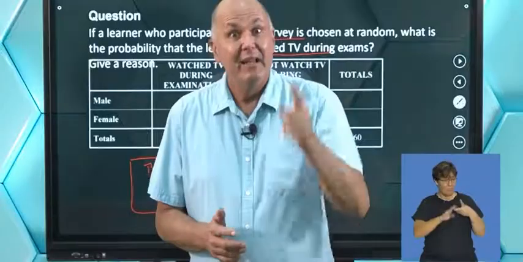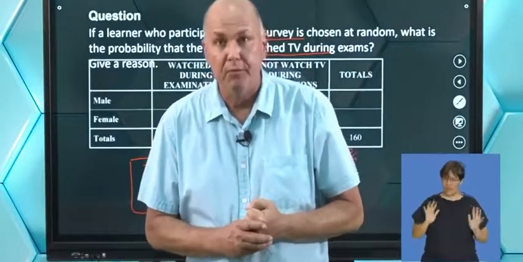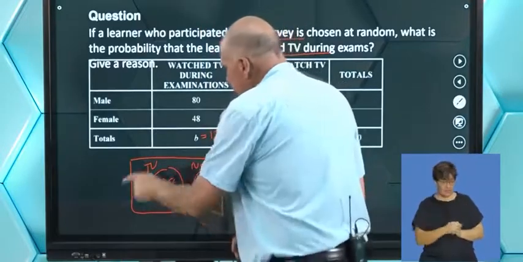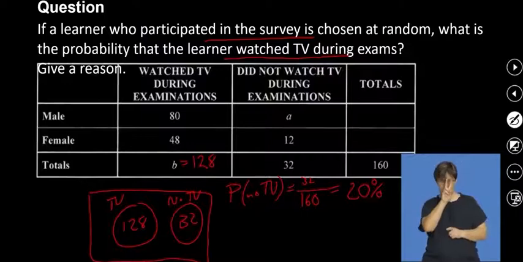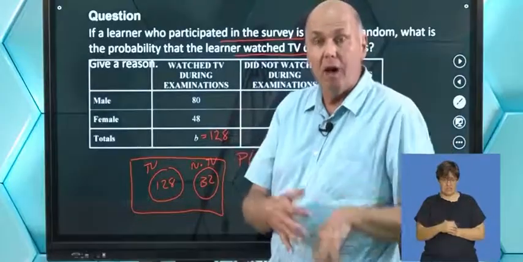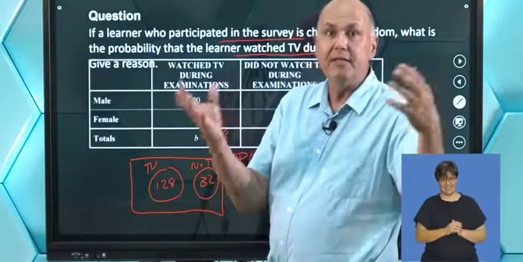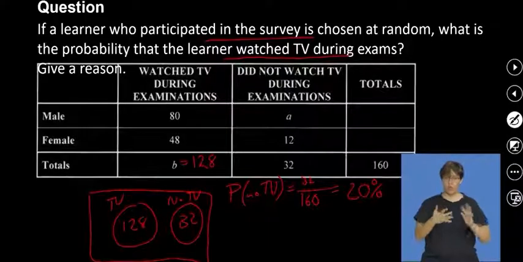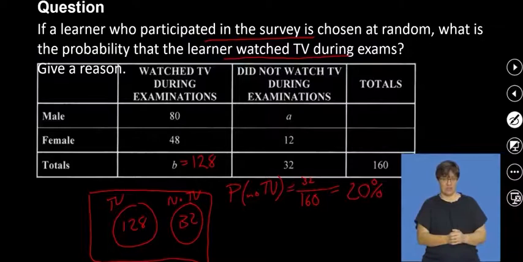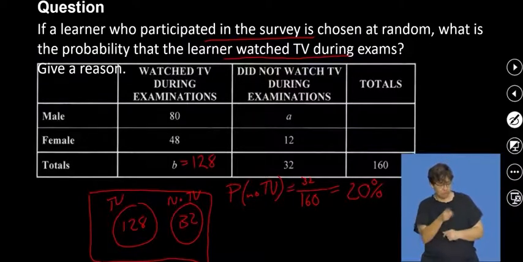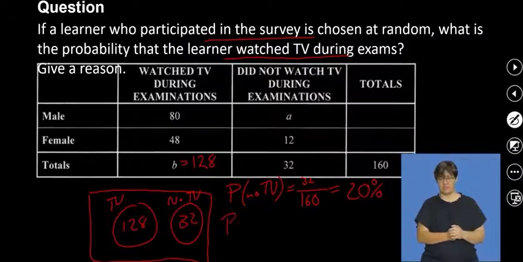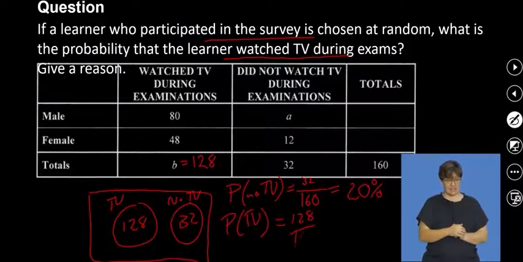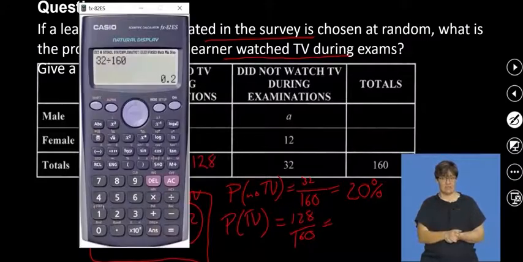Is there another one? Of course, we can use the complement rule. Because if you look at this, you can see 128 watched TV in the sample space. Those that were not part of those that watched TV are in the complement. Not watching TV is a complement of those that watch TV. So let's work out what the probability is of those that watch TV. We're going to say that the probability of those that did TV is going to be 128 out of 160. And again, if we use the calculator, we're going to say the following.